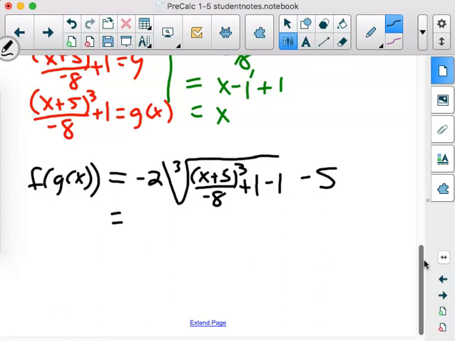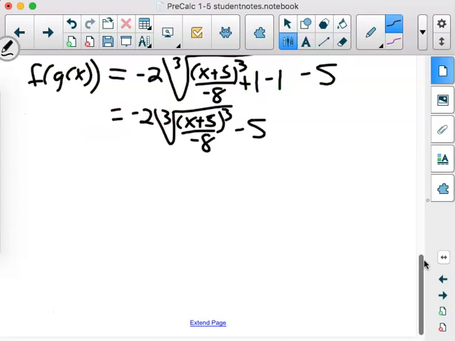Obvious first step, dropping out is what? Plus 1, minus 1. Well, I better try to do something with all that cube root and cubing stuff. Those are inverses of each other. So minus 2, and then we'll have x plus 5 over minus 2, minus 5.